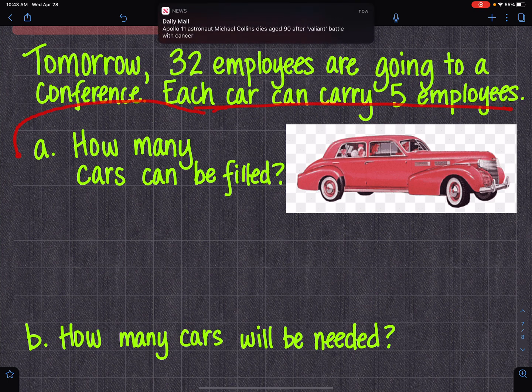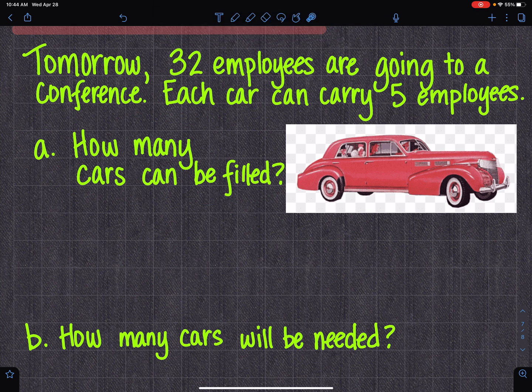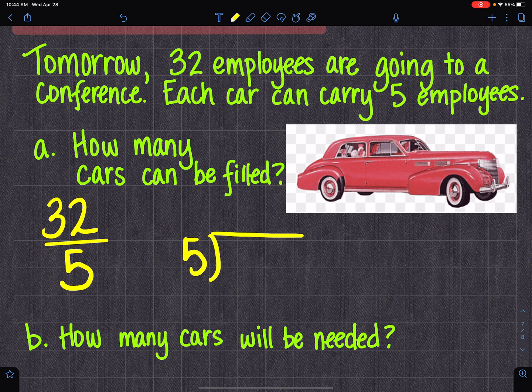How many cars can be filled? That means all the way full with 5 people. How many cars would you need? So to figure that out, that's a division problem. It's going to be 32 employees divided by 5 because you want them in groups of 5. 32 divided by 5. That's the same as this kind of problem. Okay?